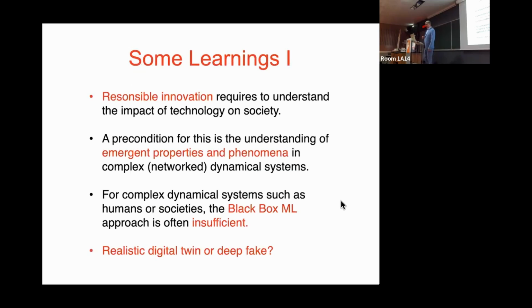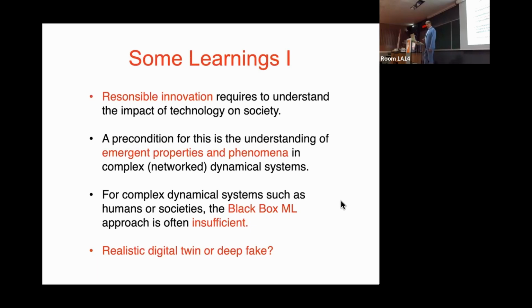Anyway, some learnings. Everyone, I think, is in favor of responsible innovation, but this requires understanding the impact of technology on society. A precondition for this is the understanding of emergent properties and phenomena in complex network dynamical systems. There's probably 0.0001% of people on this planet who know something about complex dynamical systems. Most politicians don't know it. Most managers don't know it. How can they do responsible innovation? You know, we should give courses on complex dynamical systems, and that's what I'm trying to do.